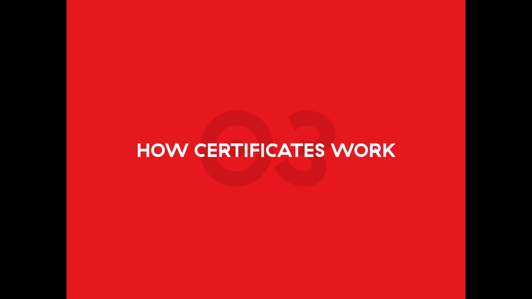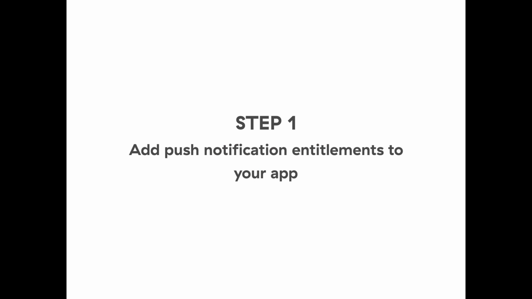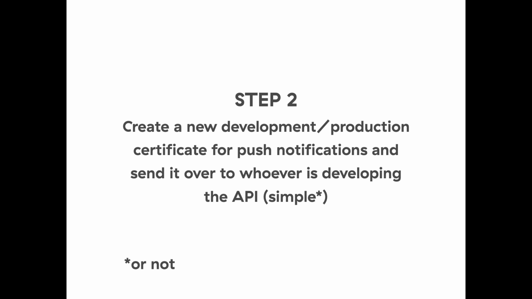How certificates work. Step one, you add push notification entitlements to your application. That's a pretty basic step. You just click a few things, make a few provisioning profiles, and so on. Step two, you make new development and production certificates. Luckily, there's a universal certificate right now for push notifications, and you send it to whomever is developing the API. This is supposed to be the simplest step. You just make a file and send it to someone else. But I've seen this step fail too many times to actually call it simple.